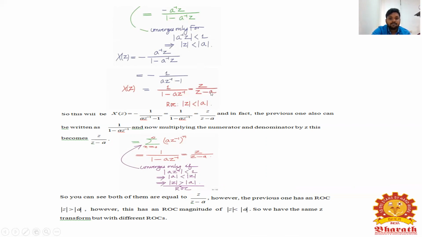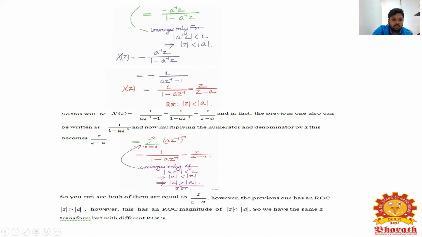And in fact, the previous one is also written as 1 divided by 1 minus a z inverse, and now multiplying the numerator and denominator by z, this will become z divided by z minus a.